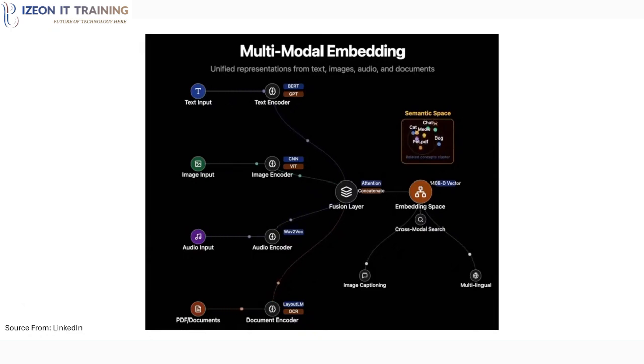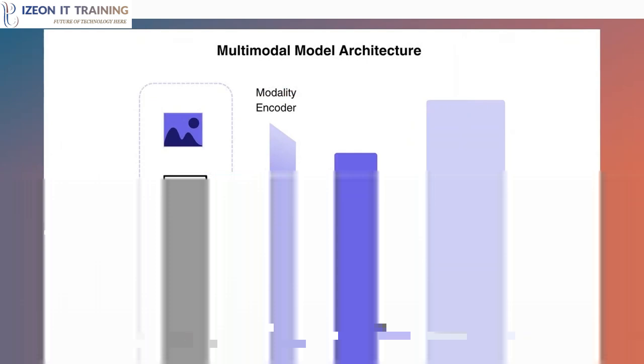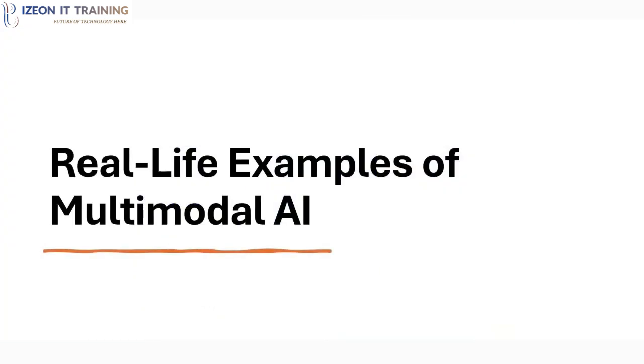Next is the output generation. So finally, the model generates a response, which could be text, a caption, an image like DALL-E, or even sound. Alright, I hope this is clear now. So now let's look at some real-world examples that make it easier to understand.